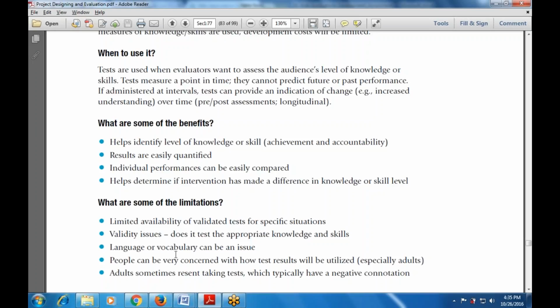Then people can be very concerned with how the test results will be utilized, especially adults. Adults sometimes resent taking the test, which typically has a negative connotation. Negative connotation in the sense of a negative issue that is associated with the test. This is also one of the limitations. So some are the benefits, some are the limitations of using the test.